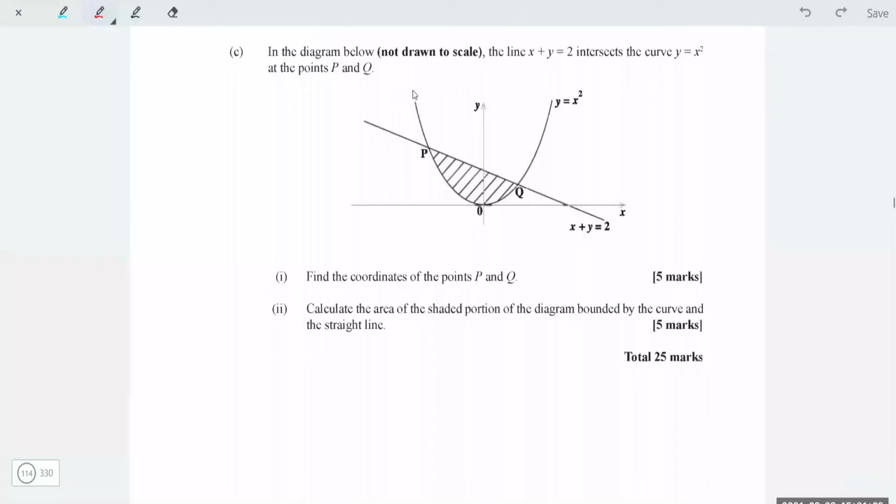All right. In the diagram below, the line x plus y equals 2 intersects the curve y equals x squared at the points P and Q. Find the coordinates of P and Q. So all we need to do is solve a simultaneous equation. We're going to rewrite y as 2 minus x, and then the curve is x squared. So we can solve them simultaneously easily.